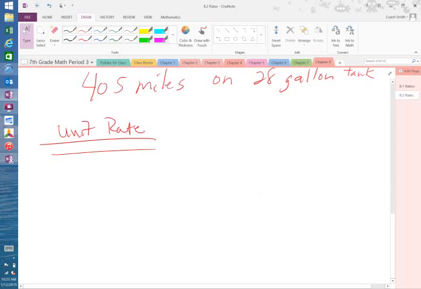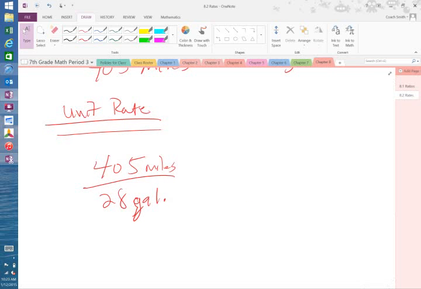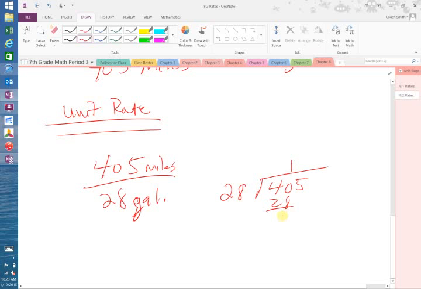Yes. You basically set up a fraction, 405 miles in 28 gallons. Okay? Now, to finish this out, as Drew put it, we'd divide 28 into 405. Okay? Well, 28 goes into 40 one time, that's 28, remainder 12, bring down my 5. 28 goes into 125. How many times?